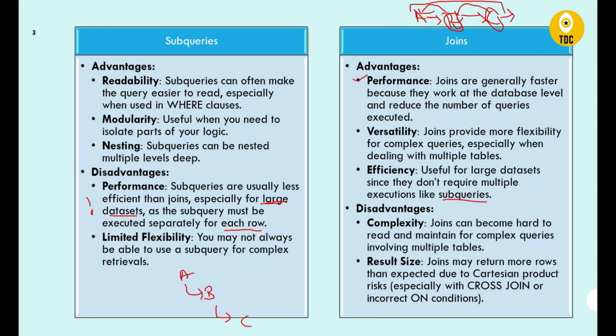And the next is the result set. Joins may return more values than expected due to a Cartesian product. There is a risk of a Cartesian product, especially with cross joins or incorrect ON conditions. And if there is a data quality issue, even in that case, a join can give very unexpected results.